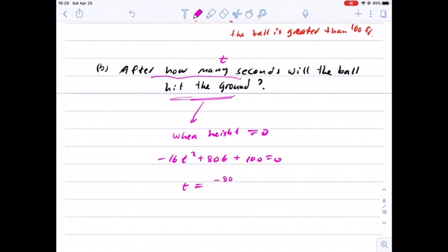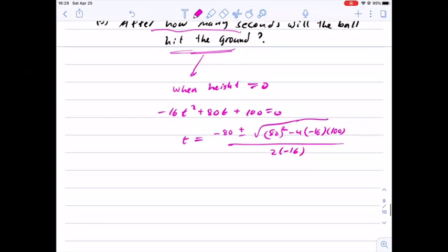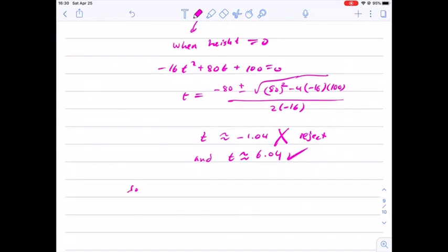We apply the quadratic formula: negative 80 plus or minus square root of 80 squared minus 4 times negative 16 times 100, all over 2 times negative 16. And using the calculator, we find that t can be approximated as negative 1.04, and the other t is approximated as 6.04. We reject the first value because it's negative and time cannot be negative, and we accept the second one. So the ball hits the ground after about 6.04 seconds.